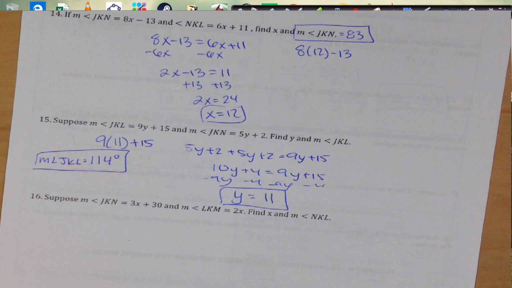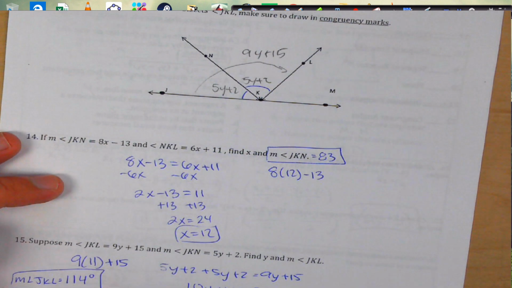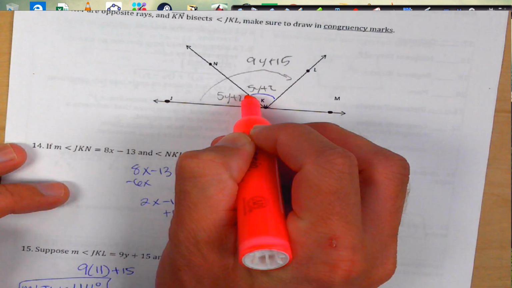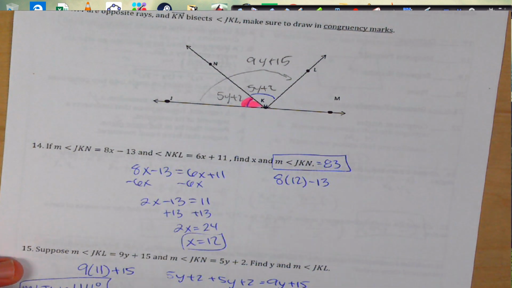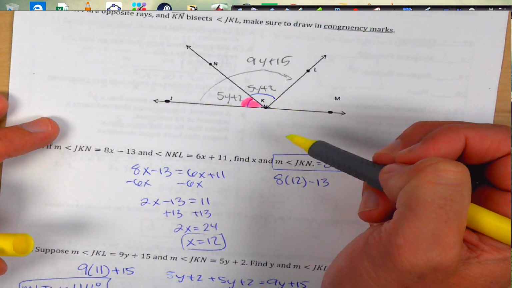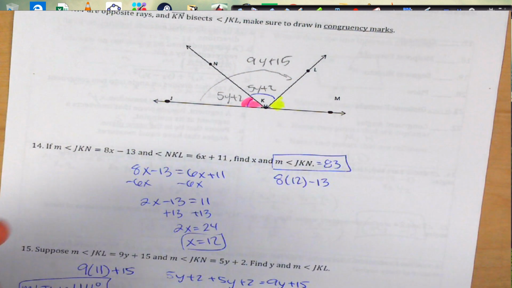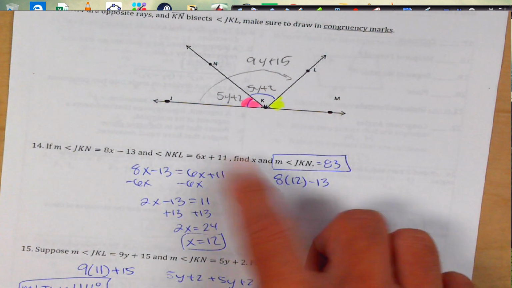Last but not least, JKN is 3x plus 30 and LKM is 2x. So these two actually form a linear pair. So just using colors real quick. The JKN, this piece in pink, would be right here, this angle. And then the other angle, which is off the page, is LKM, right here. Okay? And so if we double up what the pink is, because that's the same as this angle right here, then we can add it equal to 180.